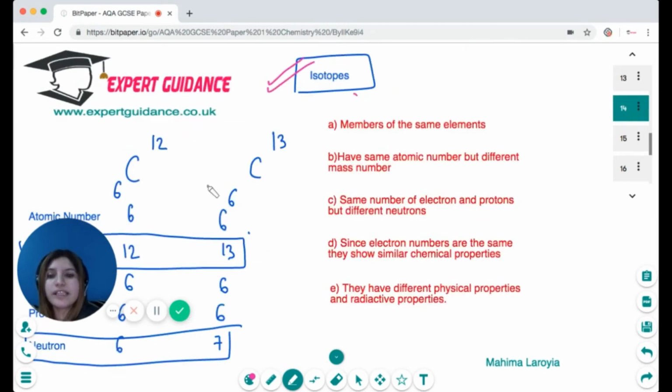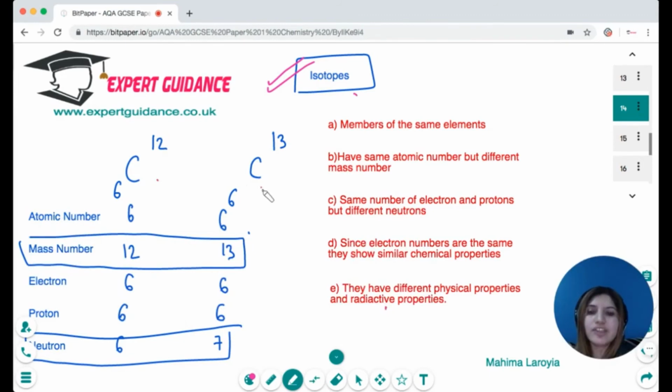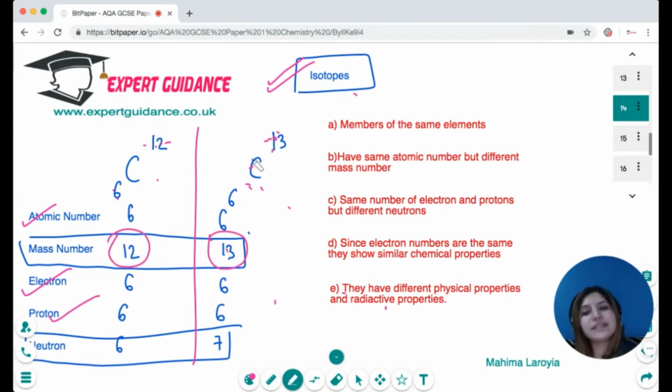What are isotopes? Now, if you see in this, I have made 2 tables. They both have carbon with the same bottom number but different top number. Now, since the top number is different, the atomic number is the same for both of them, the electron number is the same for both of them, and the proton number is the same. What changes is the mass number, which is 12 and 13, and since the mass number changes, the neutron number changes. This is the concept of isotopes.